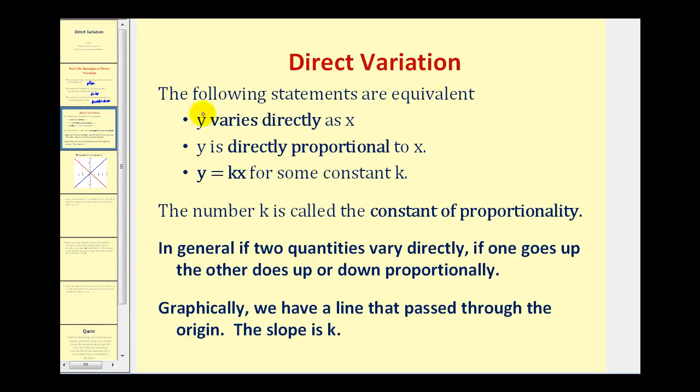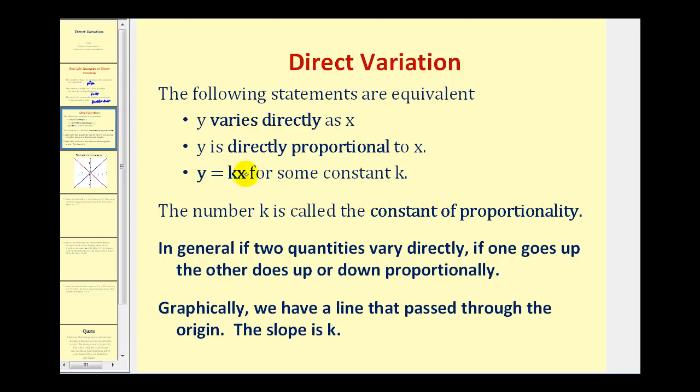For direct variation, the following statements are the same or equivalent. If we're told that y varies directly as x, or y is directly proportional to x, or we have the equation y equals k times x for some constant k, these all mean we have direct variation, and the number k is called the constant of proportionality.